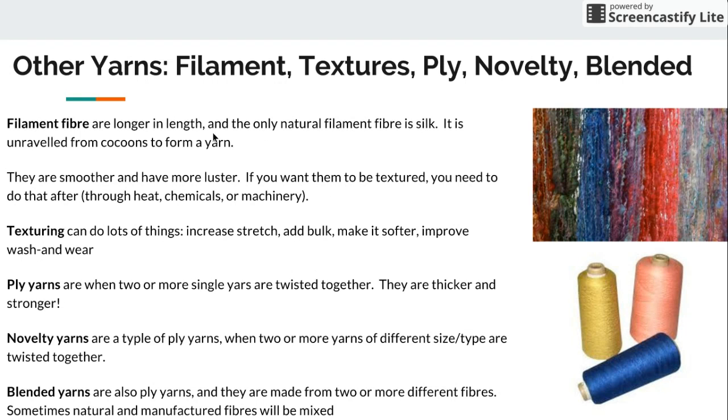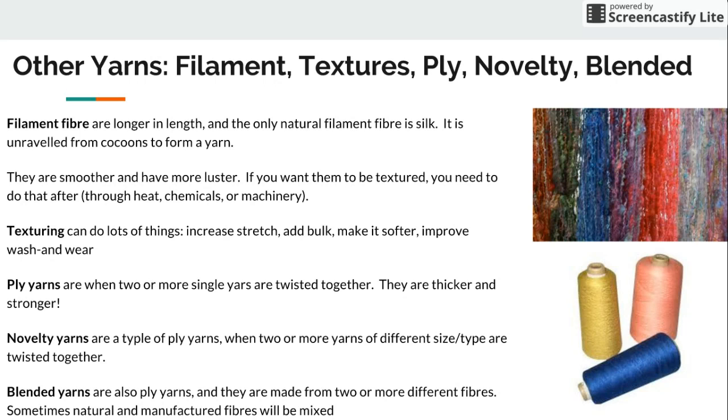Other yarns, we've talked about filament. Filament are generally manufactured. The only natural filament fiber is silk, and it's unraveled from cocoons to form a yarn. I think I've got some videos in the content about silk. It's pretty cool. Filament fibers are smoother, they have more luster, so they're shiny. And if you want them not to be smooth and shiny, you need to texture them through either heat, chemicals, or machinery. Texturing can also do other things other than just aesthetic. It could increase the stretch, it can add bulk, so make it thicker, it can make it softer, it can improve wash and wear. So there's lots of reasons to texture a filament fiber once you have it.